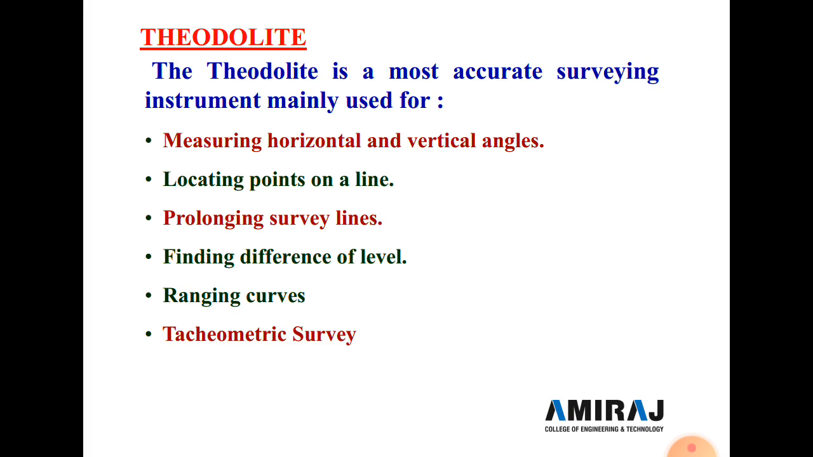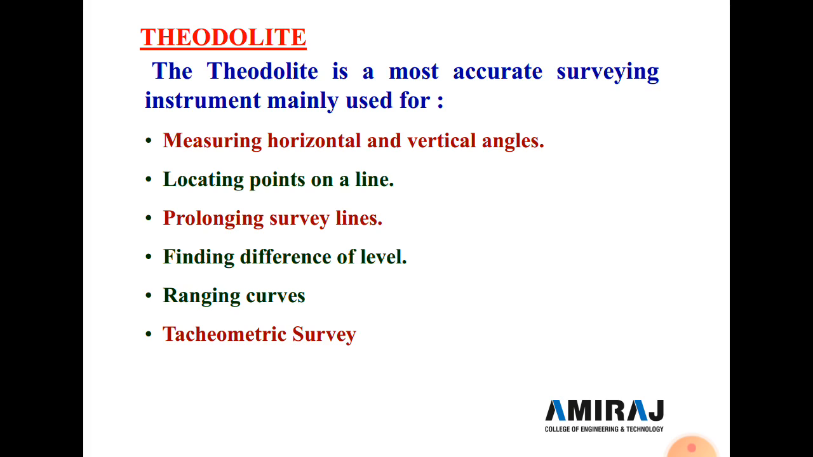Next is finding the difference of level. What is difference of level? All the points are not at the same level. With the theodolite we measure the vertical distance by using the staff, and by using the theodolite we measure the horizontal or vertical distance. So these are the differences of level. And next is ranging curves.